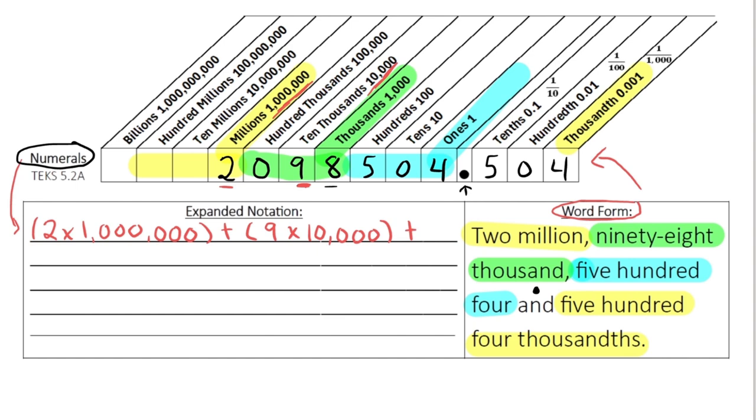Plus. Now I have an 8, and that 8 is inside my thousands place. So I just copy that thousands. Okay, now I have a 5, and that 5 is inside my 100s place. Plus, I skip the 0. I move over to my 4. I have a 4, and that 4 is inside my ones place.